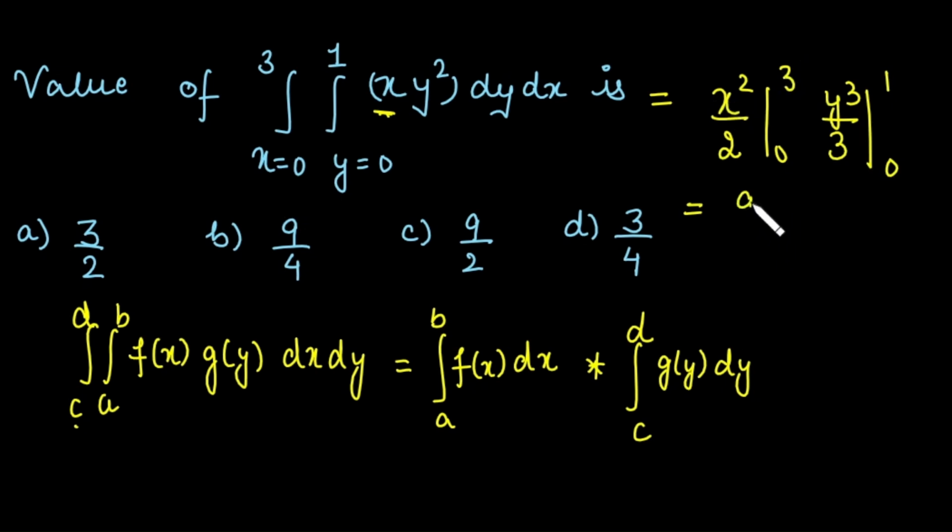3 square is 9 by 2 minus 0, 0, into upper limit 1 by 3 minus 0, simply 0. This is equal to 3 by 2. Hence option A is correct. You could have applied this concept in the previous example as well, where the function of x was 1.